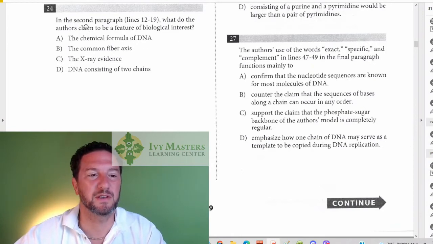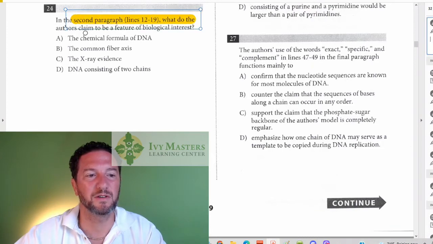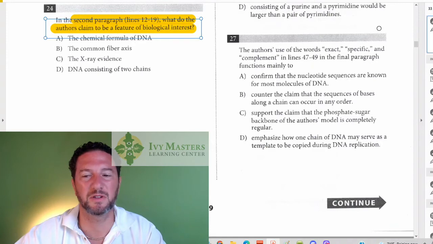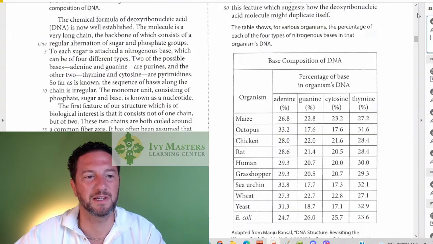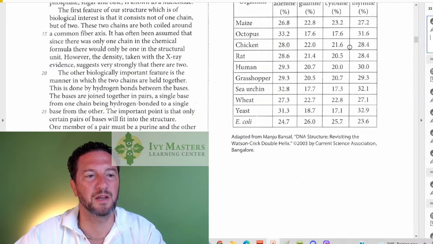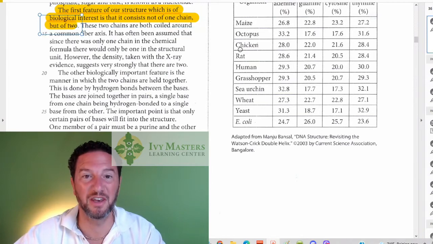24 reads, in the second paragraph, lines 12 to 19, what do authors claim to be a feature of biological interest? So you go to 12 to 19, and what you read is, the first feature of our structure, which is of biological interest, is that it consists not of one chain, but of two. Done. We'll read the rest because it tells us to.